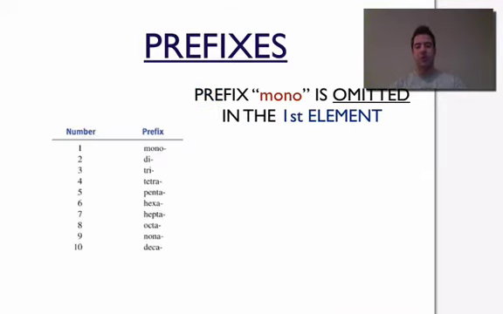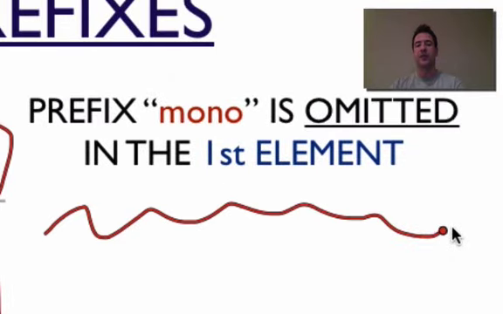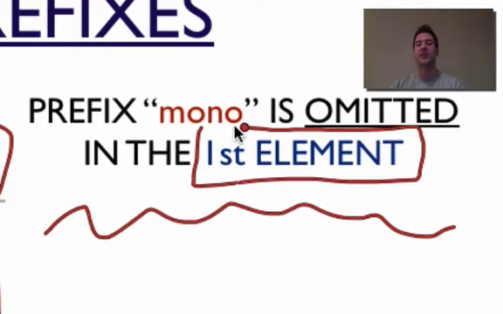Here are the prefixes. You've seen this before. We have a chart of 10 prefixes here. 1 is mono, 2 is di, 3 is tri, 4 is tetra, 5 is penta, 6 is hexa, 7 is hepta, 8 is octa, 9 is nona, and 10 is deca. Now we also have this rule right here: prefix mono is omitted in the first element. First element only, not the second. Mono meaning one.